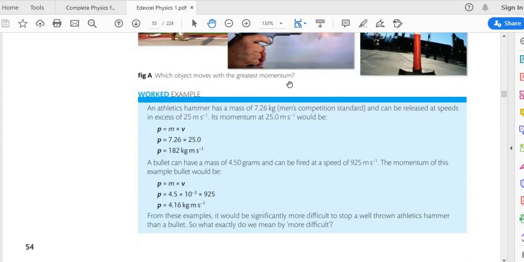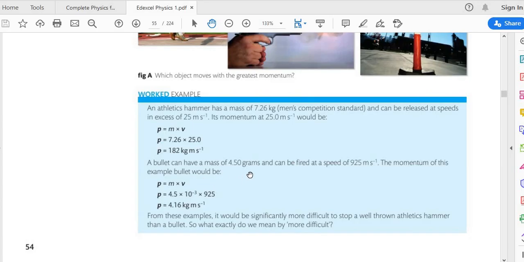Let's go through this example. An athletics hammer has a mass of 7.26 kilograms, men's competition standard, and can be released at speeds in excess of 25 meters per second. Its momentum at 25 meters per second would be, again, very easy. You can use the equation. You're supposed to find the momentum. The mass is given, 7.26, and the velocity is 25 meters per second. So you can find the momentum, 182 kilogram meters per second.